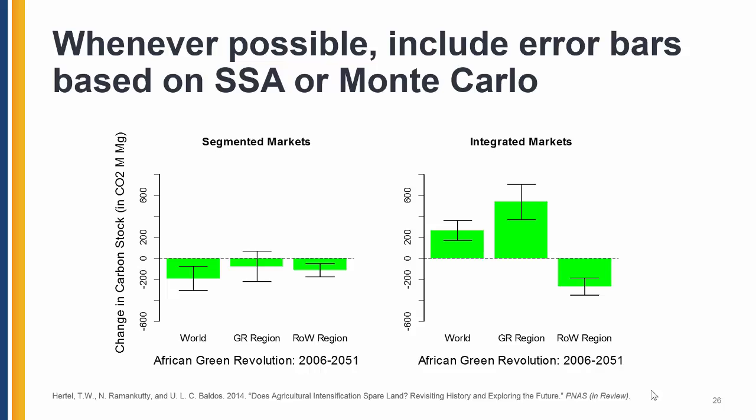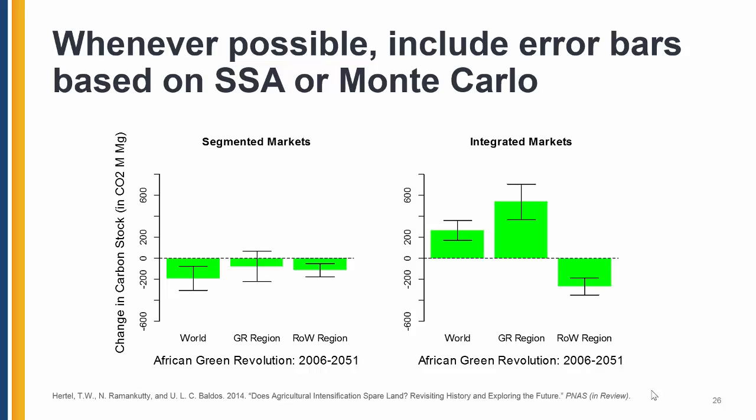Wherever possible, it's important to include error bars in the sciences, but also now increasingly in economics. Reviewers want to see 95% confidence intervals on results. This is an example related to the impact of technological change in agriculture, in particular in sub-Saharan Africa, on terrestrial carbon emissions. And you can see that under a segmented market scenario, this appears to be emissions saving, at least at the world level.